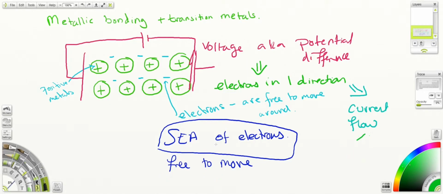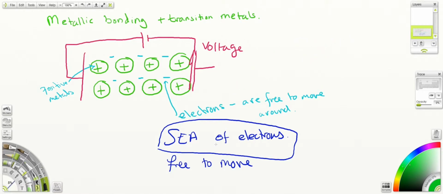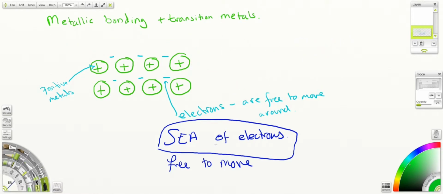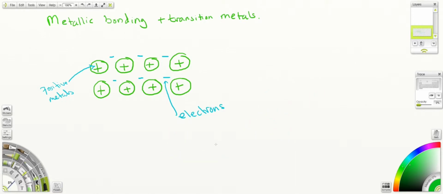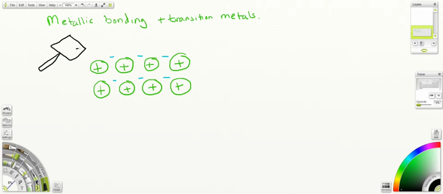Now another property of metal is that we can bend them into shape, and this is called being malleable. So metals are quite malleable. I'm going to explain how that works. Let's suppose that I get a hammer. So here's my hammer, and I'm going to use my amazing drawings to smash this hammer into my metallic bonding a couple of times. Smash, smash, smash, smash, smash.